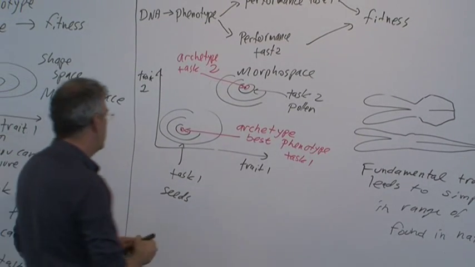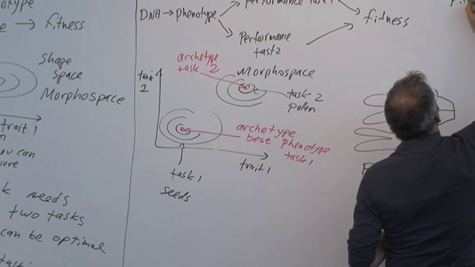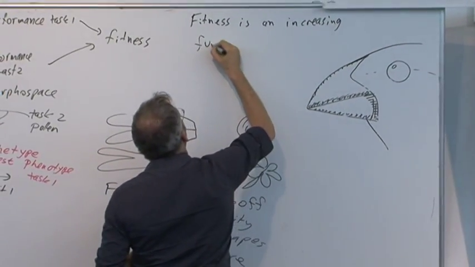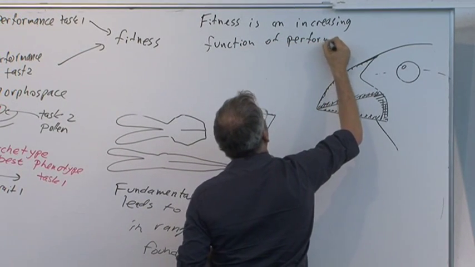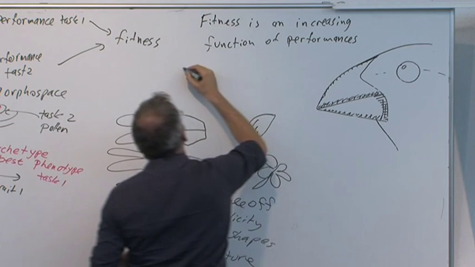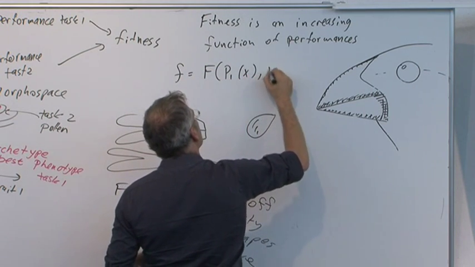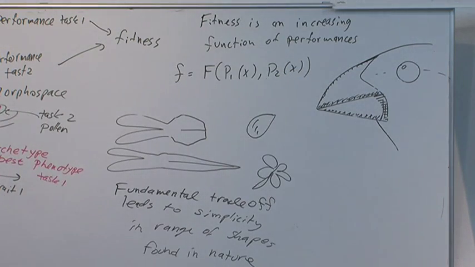And just mathematically, fitness is an increasing function of the performances. So fitness is some increasing function of the performances. This is the performance function P1, this is the performance function P2, and fitness is an increasing function of performances.